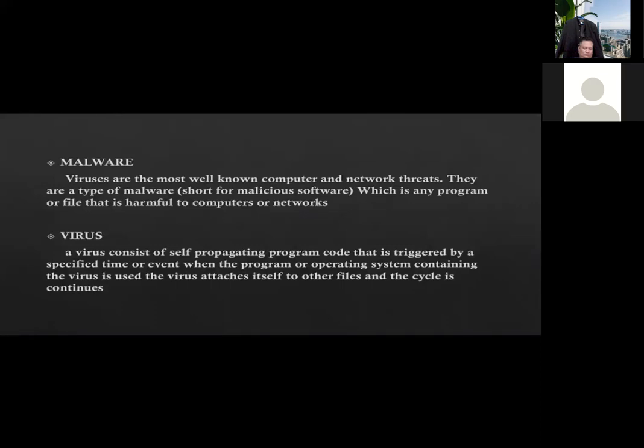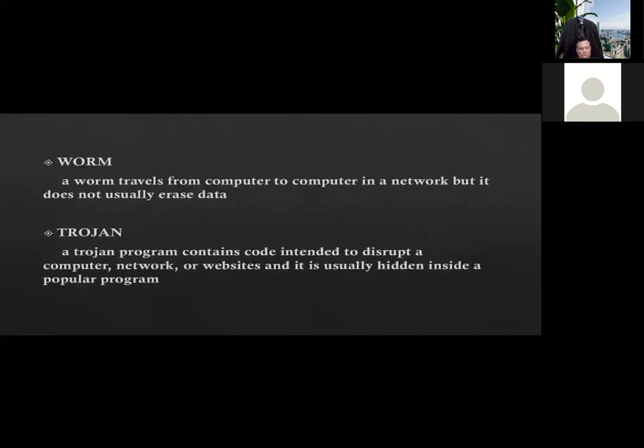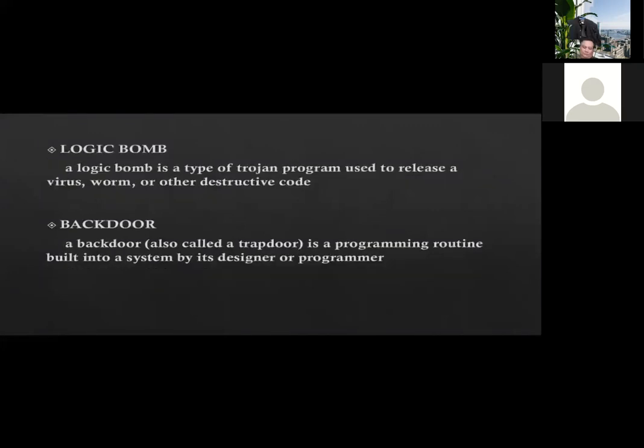When the program or operating system containing the virus is used, the virus attaches itself to other files and the cycle is continuous. Worm: a worm travels from computer to computer in a network, but it does not usually erase data. Trojan: a Trojan program contains code intended to disrupt a computer, network, or websites, and it is usually hidden inside a popular program.